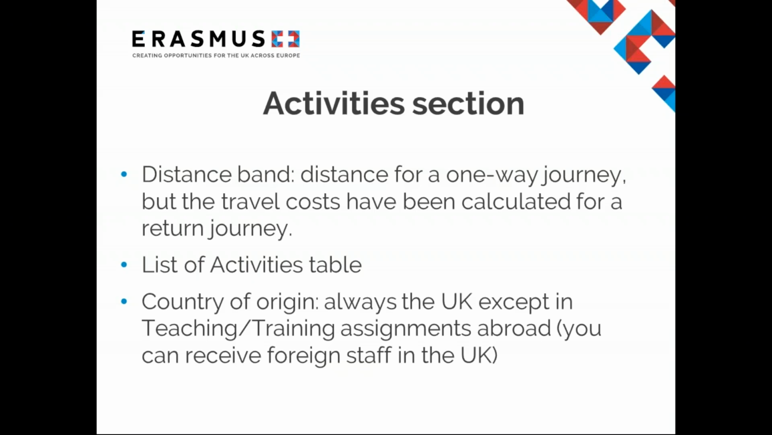Finally, you will need to ensure that the country of origin is always the United Kingdom and that the country of destination is eligible for this action type. For further details regarding eligible participating countries for Key Action 1, please see the program guide. The only exception to this will be if your adult education project plans to receive teaching or training from foreign staff mobility at your organization in the UK. In this case, the country of origin will be that of your partner organization sending the trainer.